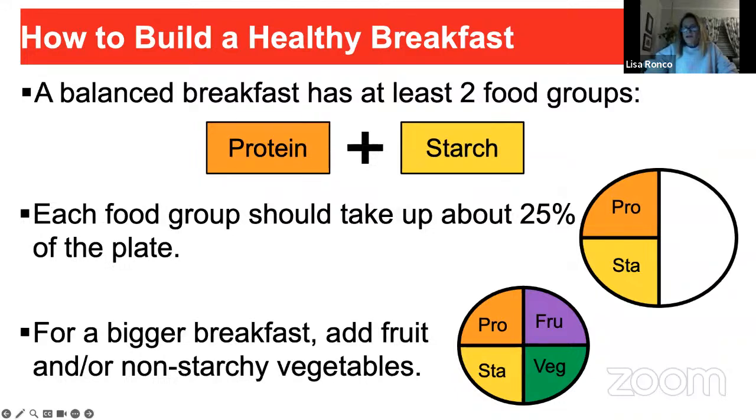So what is a healthy meal? So we're going to start with breakfast. A balanced breakfast has at least 2 food groups. So remember that, right? Protein and a starch. So I want you to start to think about what you had for breakfast today, what you had for lunch, what you had for dinner. How did you do? There's no quiz. I'm not going to ask you, did you pass? Each food group should take about 25% of the plate. So for a bigger breakfast, you can add the fruit or non-starchy veggies. Next.